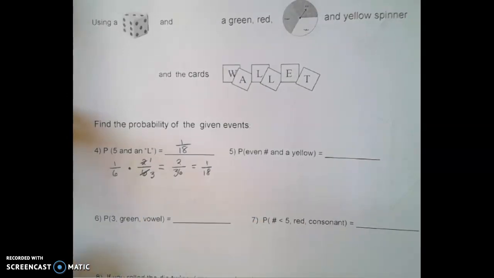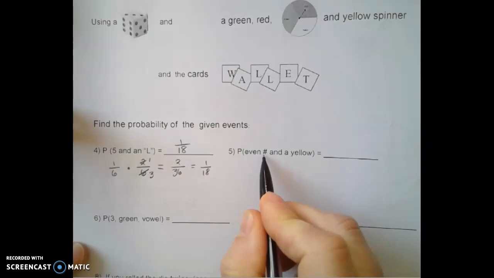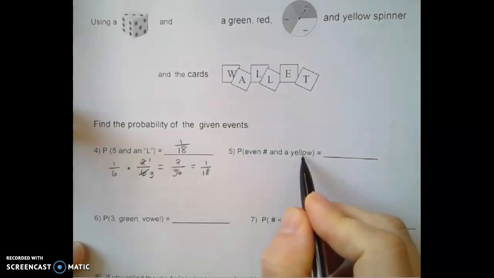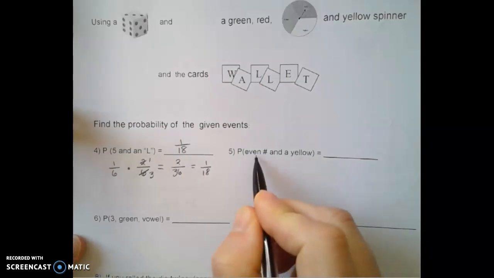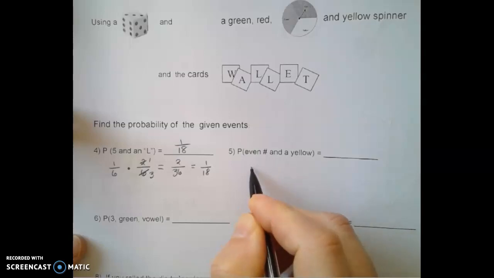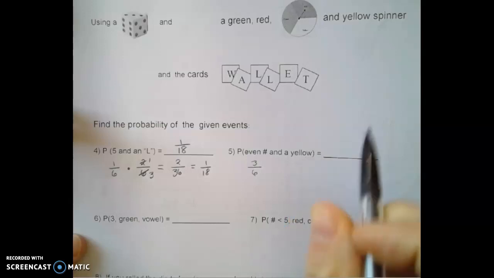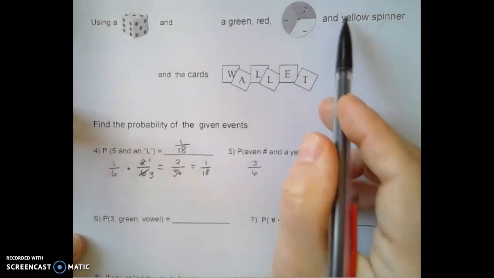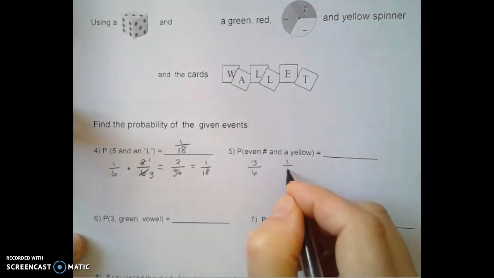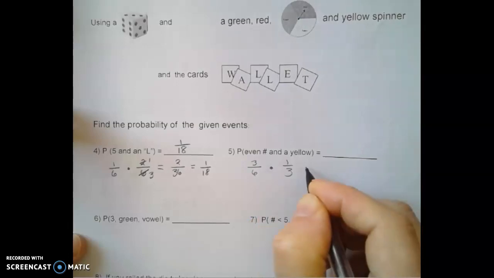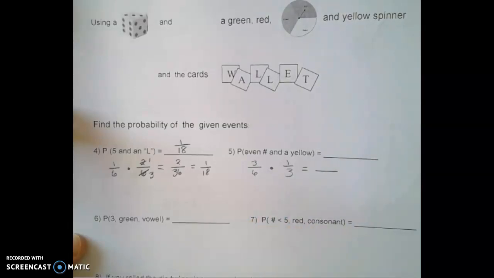simplified answer right away. Okay, in question number 5, we want to get an even number on the die followed by the color yellow on the spinner. So even numbers on the die, that's 2, 4, and 6, so 3 out of the 6 sides. Yellow on the spinner, well the spinner is labeled green, red, and yellow, so that's going to be 1 out of 3. And I'm going to multiply them to get my compound probability.